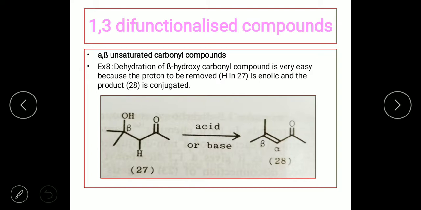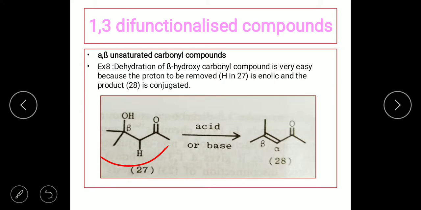Next, coming to alpha beta unsaturated carbonyl compounds. Example 8. Dehydration of a beta hydroxycarbonyl compound is very easy, because the proton to be removed in 27 is enolic and the product is conjugated. So here we have an alpha beta unsaturated compound. We have a beta hydroxy compound here. Beta hydroxyketone is what is obtained here.